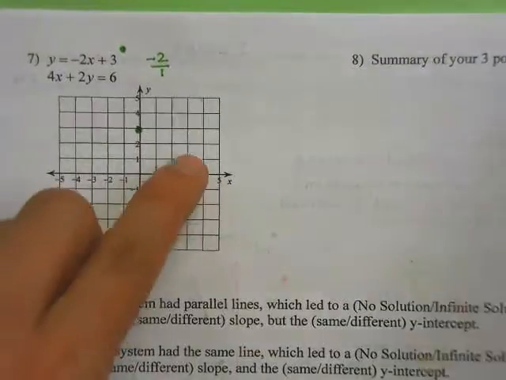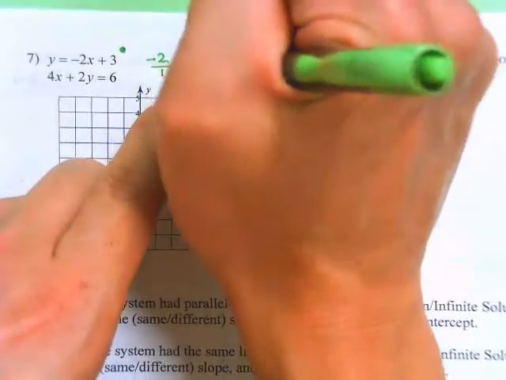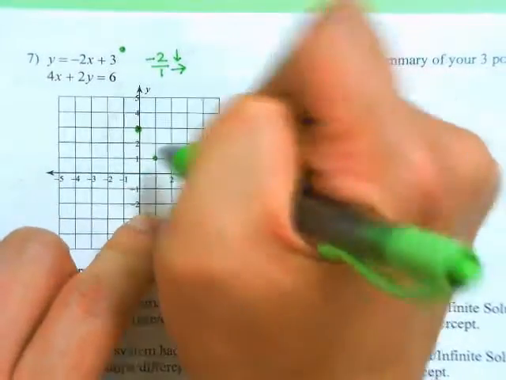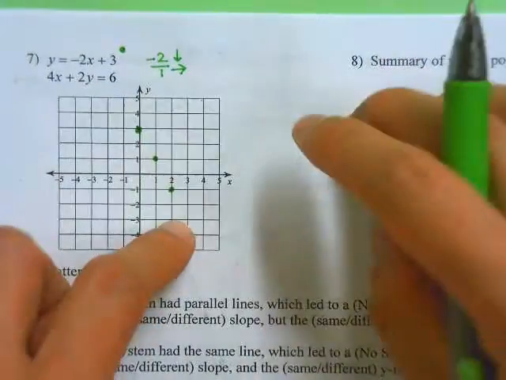I'm going to start on 3. And then our slope is -2/1. So this means we go 2 down and 1 to the right. So let's go ahead and do that. 2 down, 1 to the right.